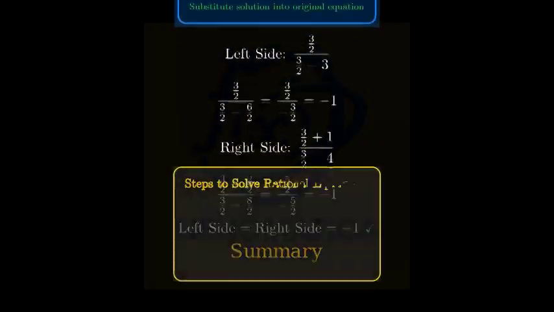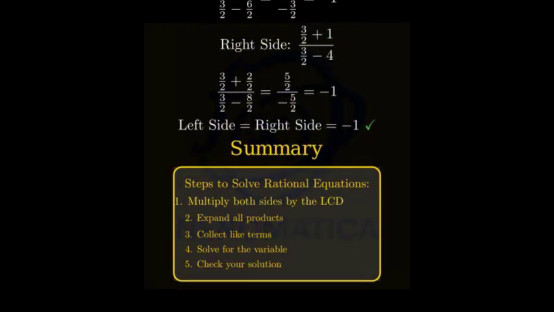Let's summarize the steps we followed to solve this rational equation. First, we multiplied both sides by the common denominator x minus 3 times x minus 4. Next, we expanded the products on both sides. Then we collected like terms and moved everything to one side. We solved for x to get x equals 3 over 2. Finally, we verified our solution by substituting it back into the original equation. This approach works for solving many types of rational equations. Remember to always check your solutions in the original equation to make sure they don't create zero denominators.